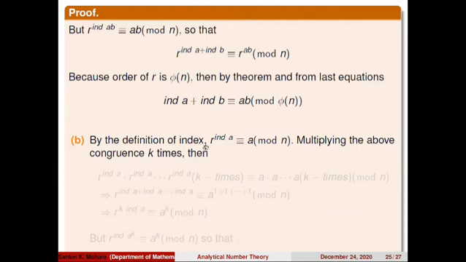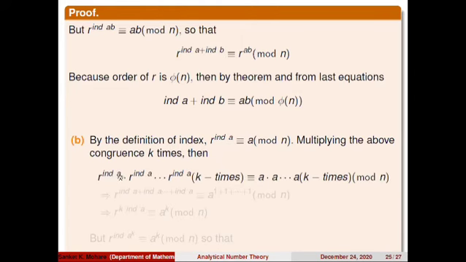By the definition of index, r to the power index of a is congruent to a modulo n. Multiplying this congruence k times means we have to multiply r to the power index of a congruent to a modulo n. How many times? We have to multiply this k times. So what do we obtain?